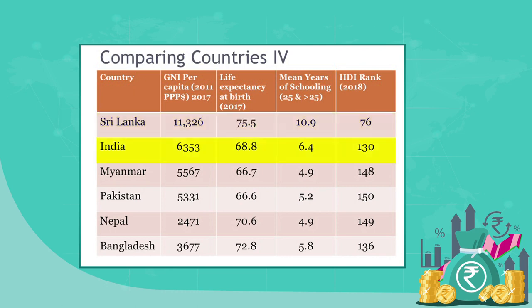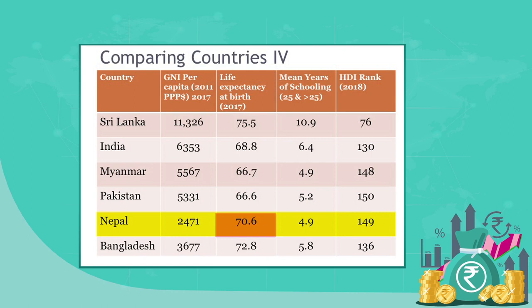Whereas in India, people are able to live for 68.8 years. Okay, it is lower than Sri Lanka. If you look at Nepal, 70.6 years. So almost 71 years people are able to live longer actually. So people are living longer in many countries.